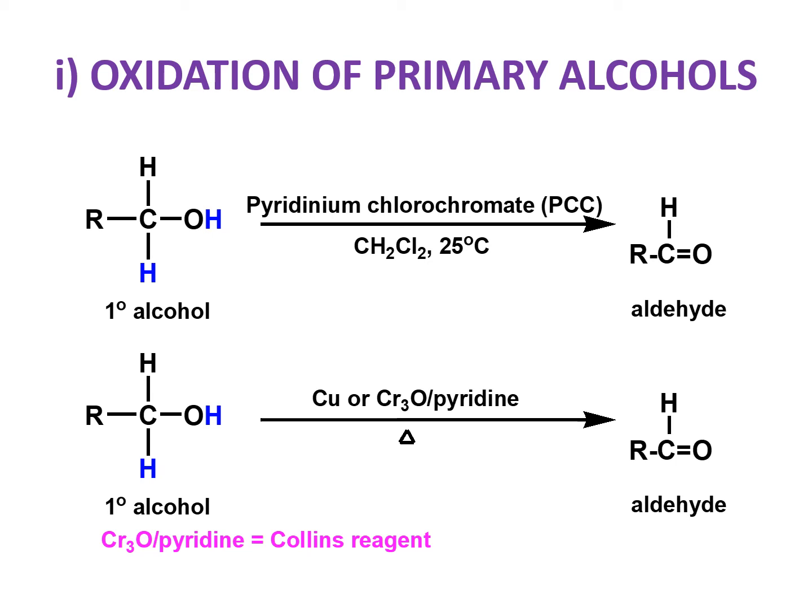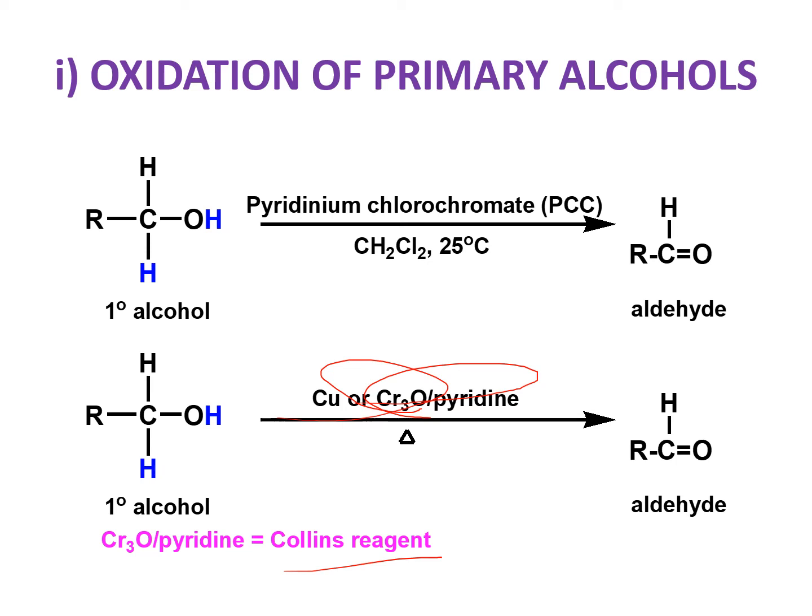For oxidation of alcohol, we use a mild oxidation agent, either PCC, pyridinium chlorochromate, or CrO3 in pyridine, which is Collins reagent. So what is going to happen to the primary alcohol? The requirement is that you must use a primary alcohol.